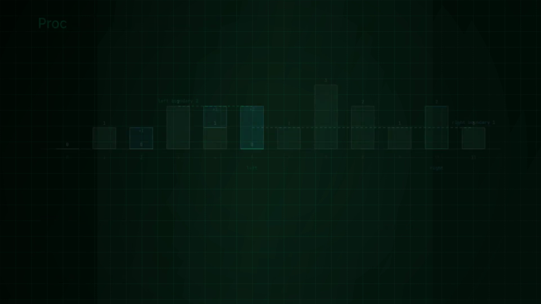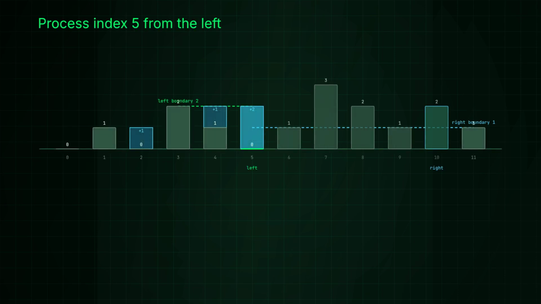Left is at index 5, height 0, and right is at index 10, height 2. 0 is no taller than 2, so process the left index. Update left max from 2 to maximum of 2 and 0, which is 2. The boundary is 2 and the bar height is 0, so index 5 traps 2. Add 2 to the total. 2 plus 2 equals 4. Finalize index 5, then move left inward to index 6.